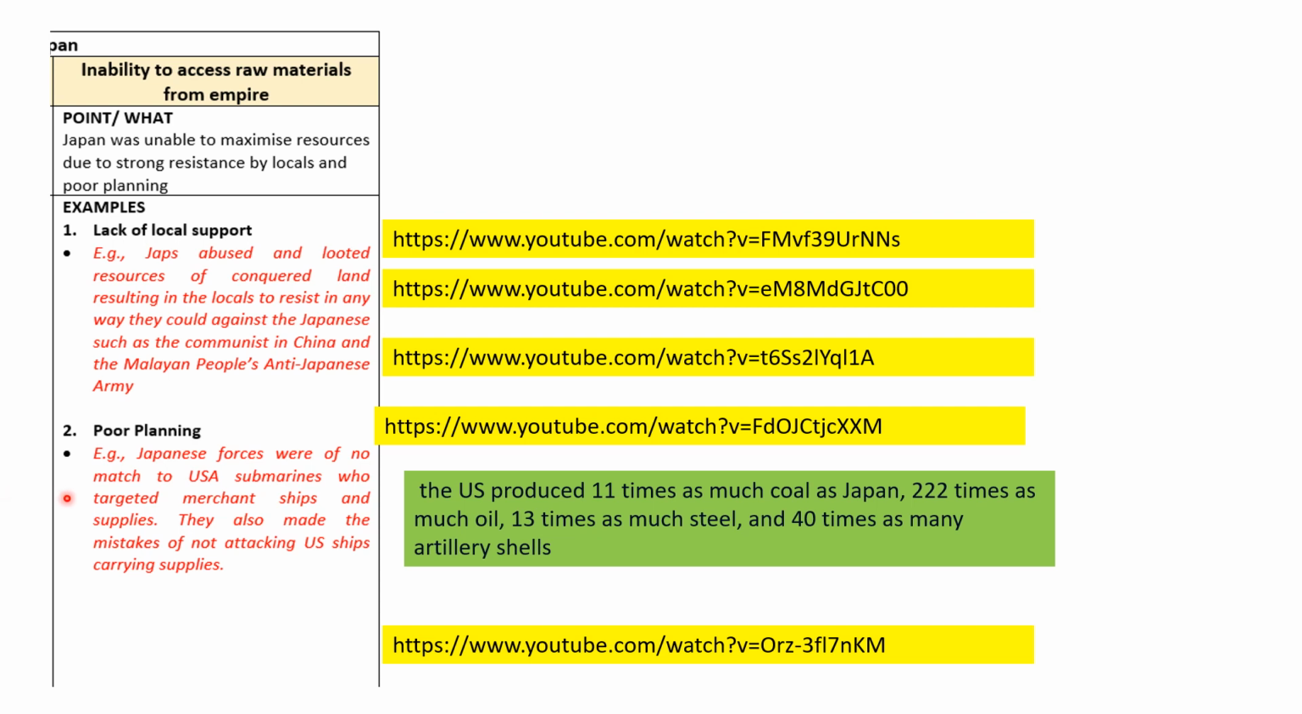And when we talk about the lack of support, it is because you know how the Japanese were abusing and looting resources. All these are actually YouTube examples of what the Japanese did, and because of that, the Japanese had no local support. And of course, finally, the poor planning. When you fight against the US, it has produced many times as much in terms of raw materials, oil, steel. How can you even compete? So the Japanese were just fighting what we call a losing battle.